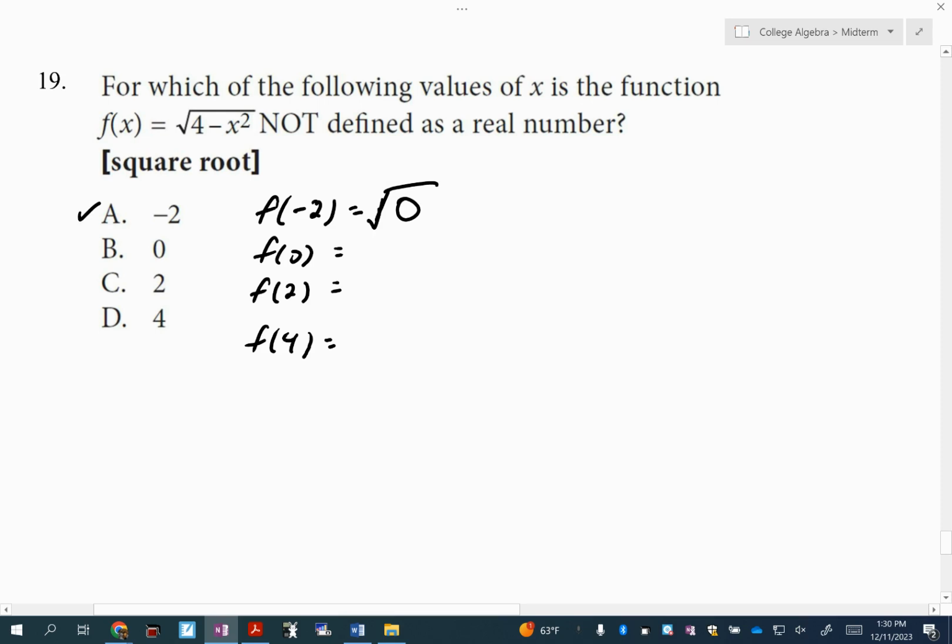If I plug in 0, I get 4 minus 0. I know the square root of 4 is 2. If I plug in 2, I get 4 minus 4. That's the square root of 0, so those are both fine. So it must be this last one. 4 squared is 16. Can you do the square root of negative 12? No, it would require an imaginary piece. So D is not defined as a real number.